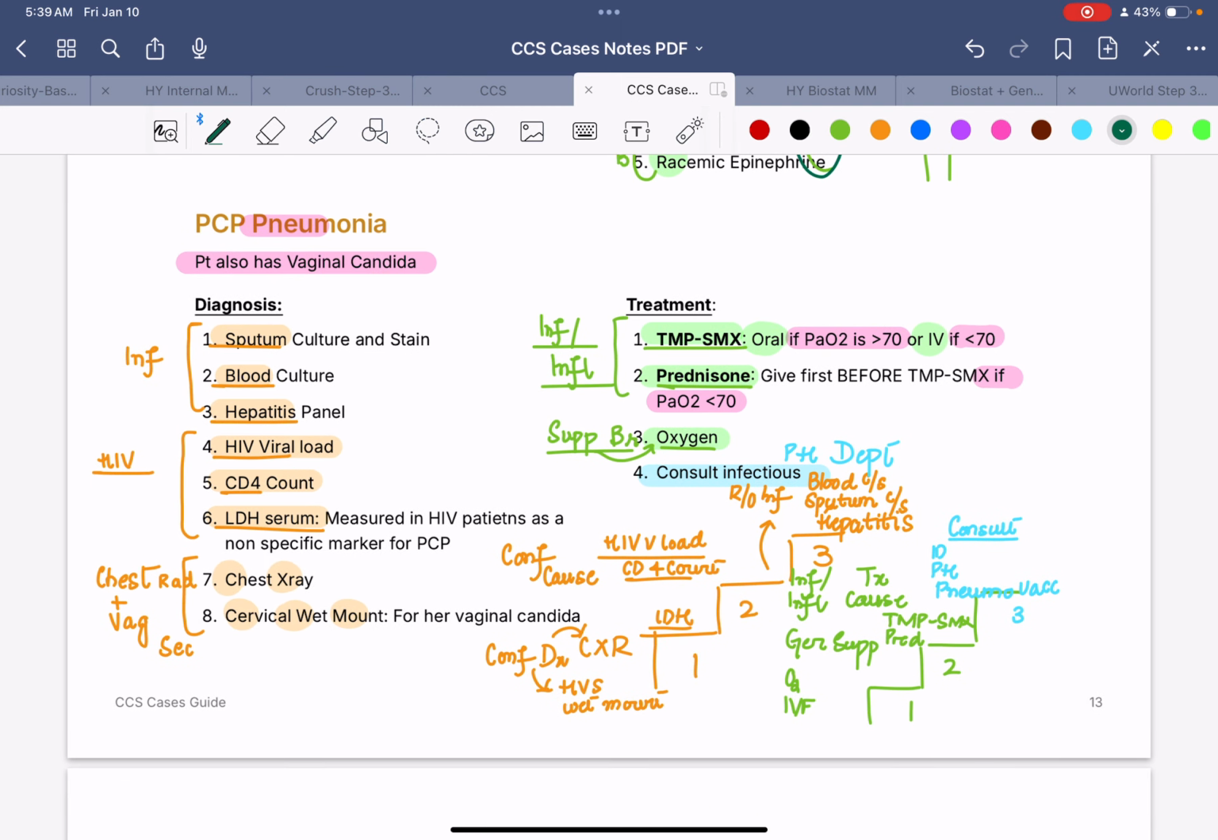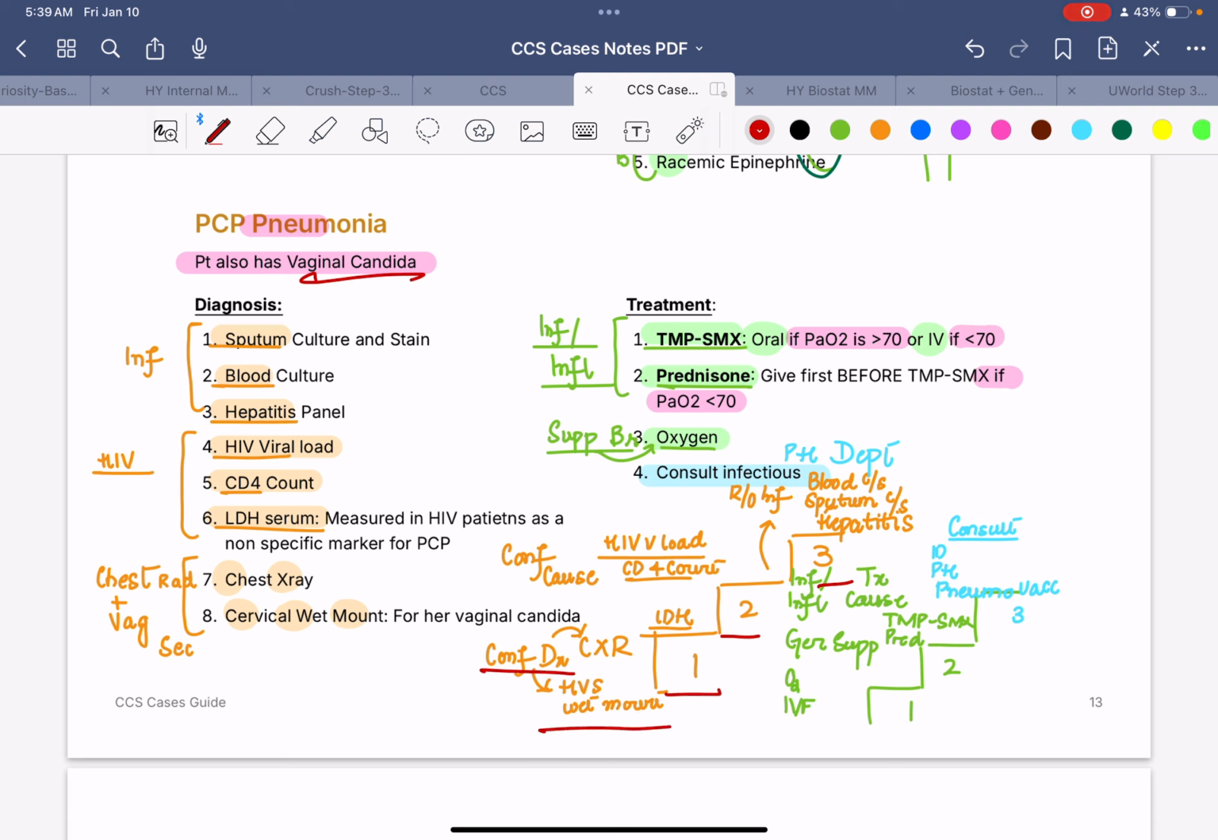Again, for PCP pneumonia, the goals of diagnosis are divided into 3 parts. The first is, first of all, to establish the infection with PCP pneumonia, and that's a very simple test of chest x-ray, which is going to show you interstitial infiltrates. And if the patient also has vaginal candida, then do a vaginal cervical wet mount in order to look for the hyphae of candida, right, and do a high vaginal swab.